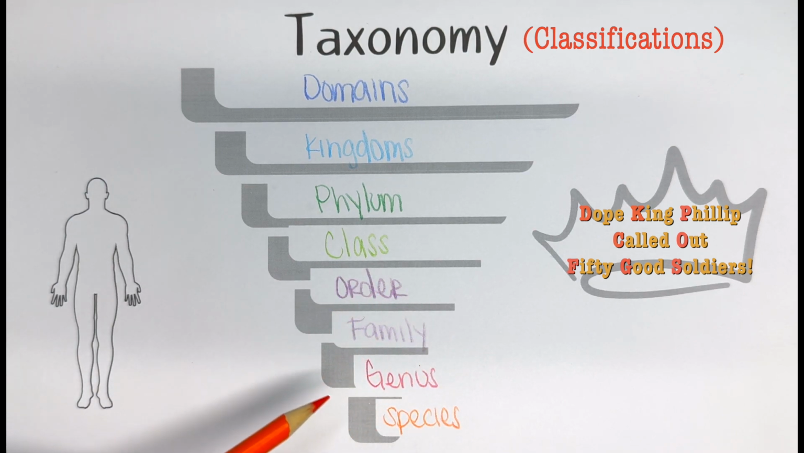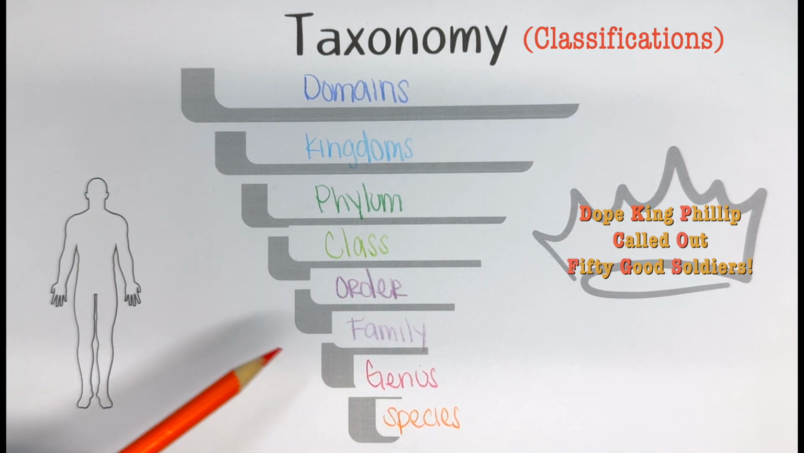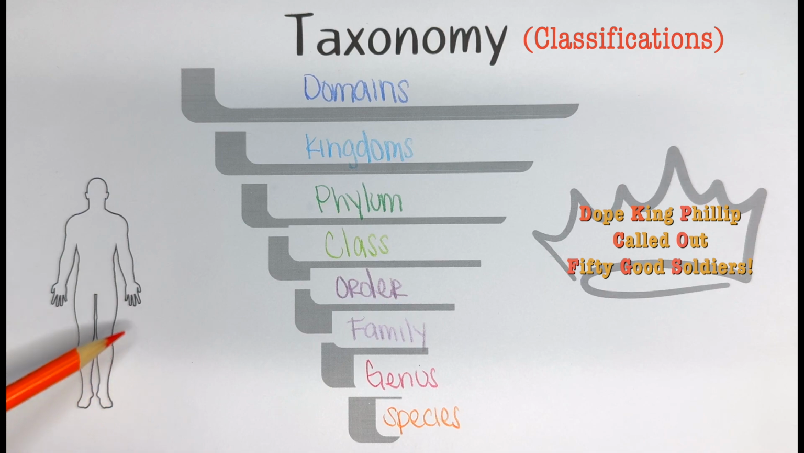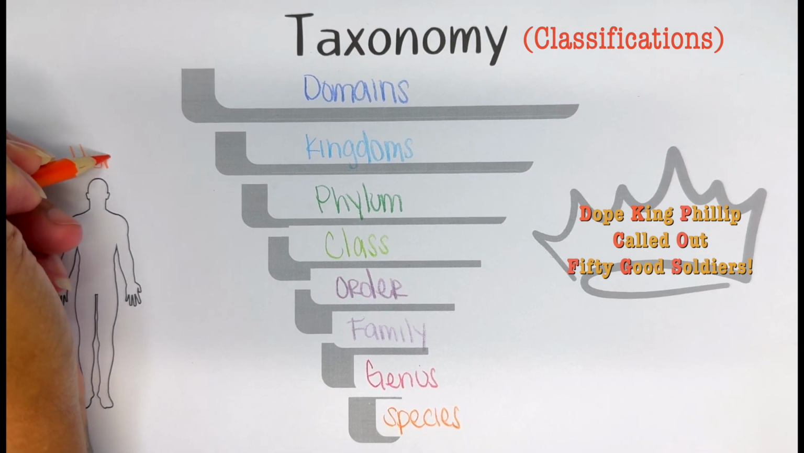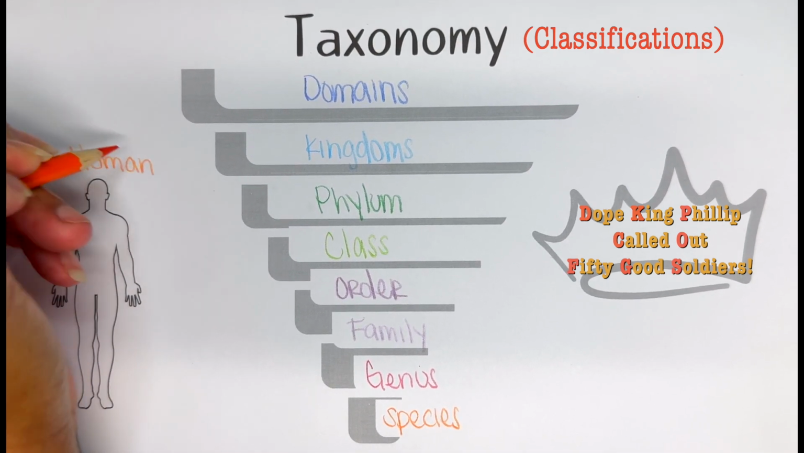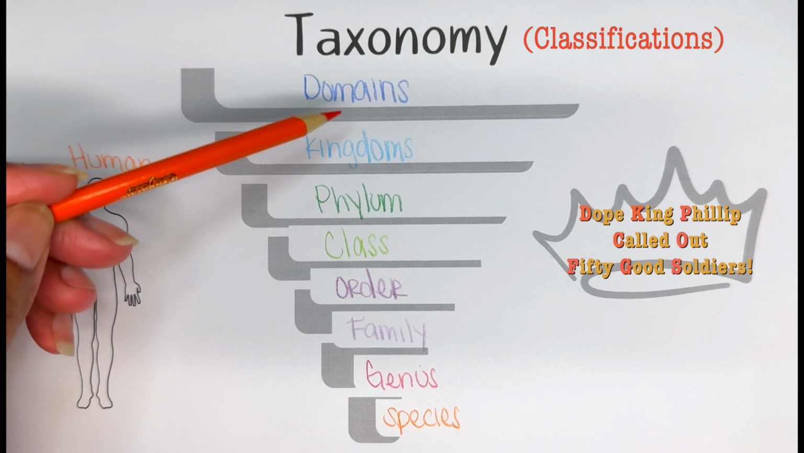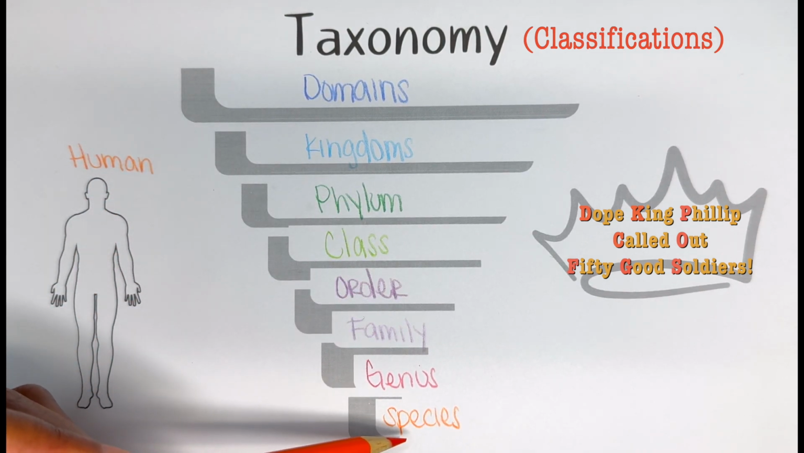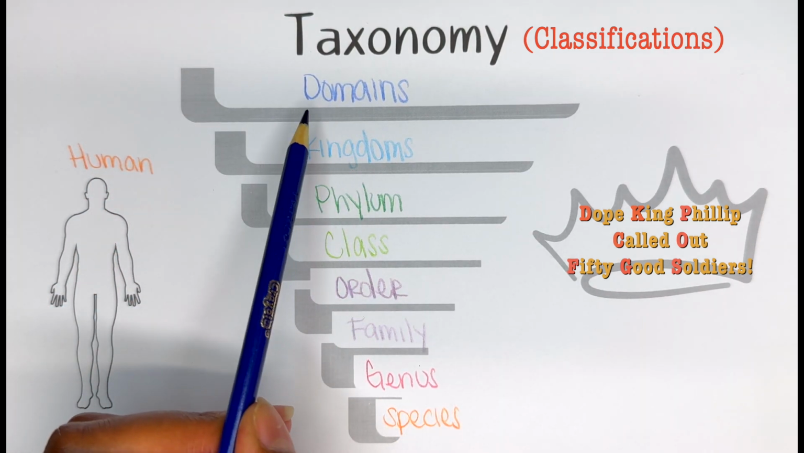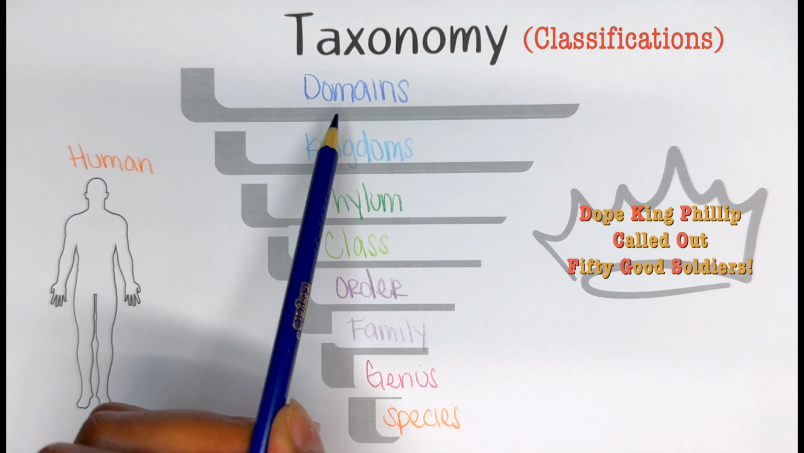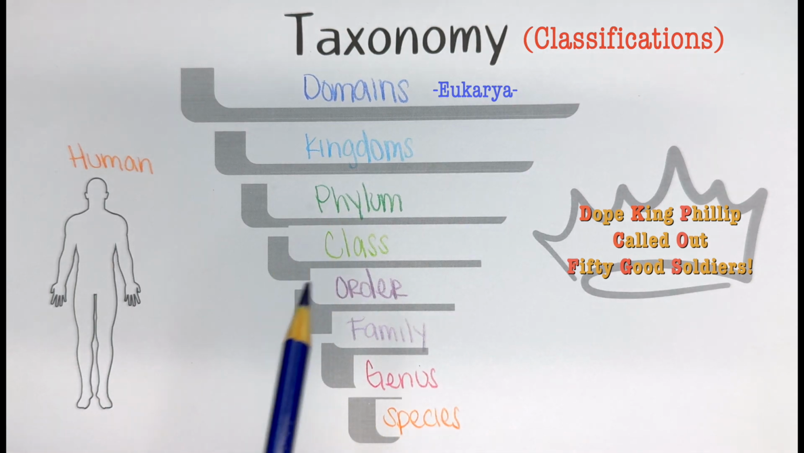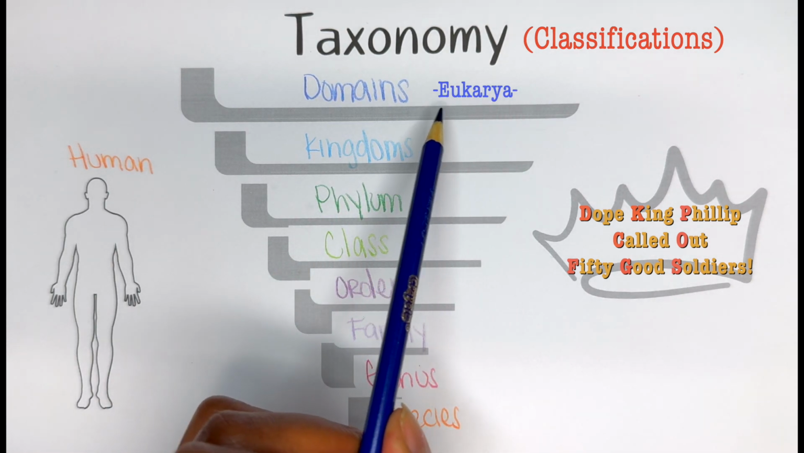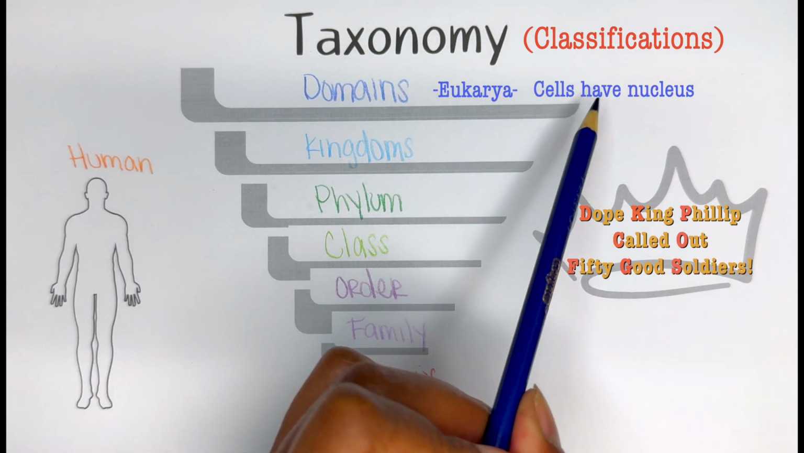Now let's get into classifying an organism. Let's look at this organism right here, which obviously is a human. So we have a human right here. And let's go ahead and go through a human's taxonomy or classification. So when it comes to the domains, for a human, we fall under the domain eukarya. And eukarya just basically means that we contain a nucleus.